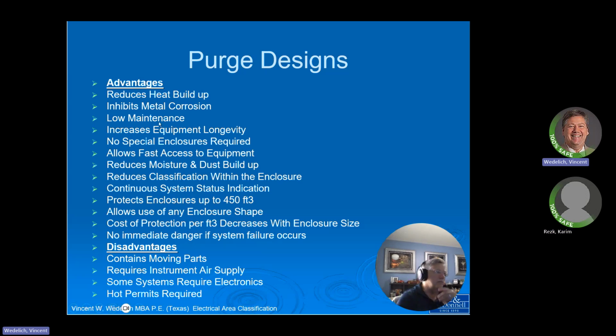Continuous status indication, so you get feedback all the time. That's a positive. Allows use of any enclosure shape. Cost of protection per cubic feet decreases with enclosure size. That's a fact. No immediate danger if system failure occurs. That's true too, except for an X purge system. You don't want to have an X purge system lose failure. If it fails, it has to trip that breaker.